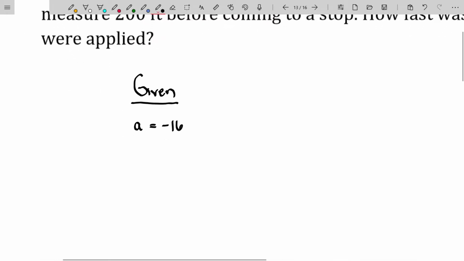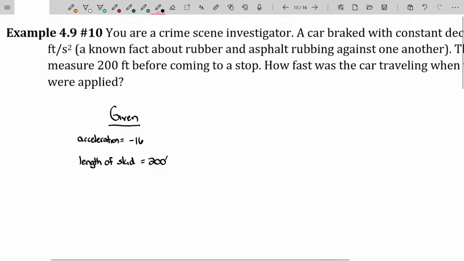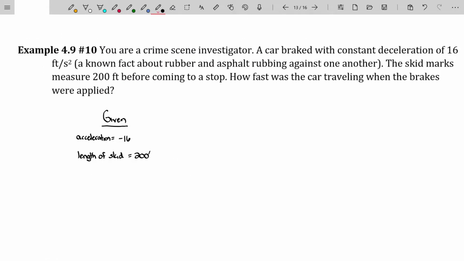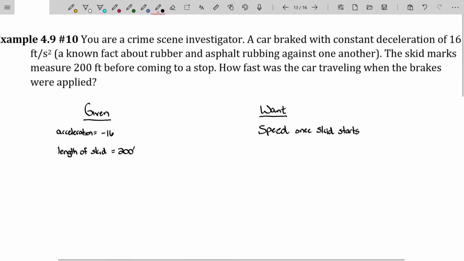Okay. Actually, let me not use math yet. I'll say acceleration is equal to, and then let's say length of skid is equal to 200 feet. I think is what it was. Yeah. Before coming to a stop. How fast was the car traveling? So we want the speed or velocity of the car once brakes were applied, once the skid starts. All right, that's the given information and what we want.